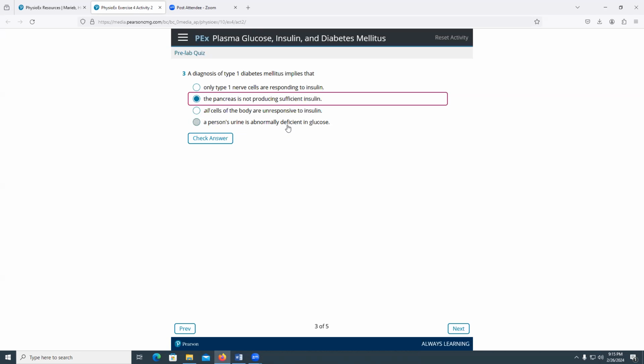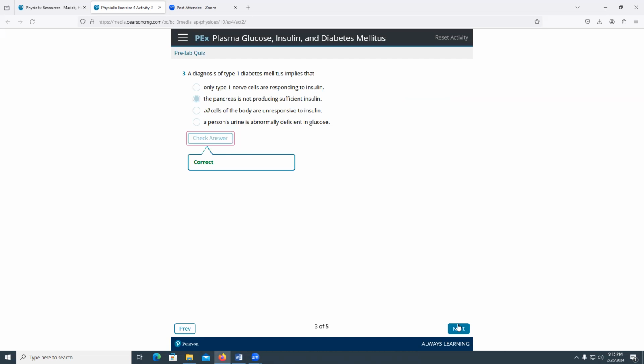A person's urine is abnormally deficient in glucose, then that's hypoglycemia. That is not hyperglycemia. The diabetic patient will have glycosuria, which means their urine has a lot of glucose. So if they have deficient glucose, that means they do not have diabetes. Okay, moving on. A diagnosis of type 2 diabetes mellitus implies that only type 2 cells of the body are responding to insulin.